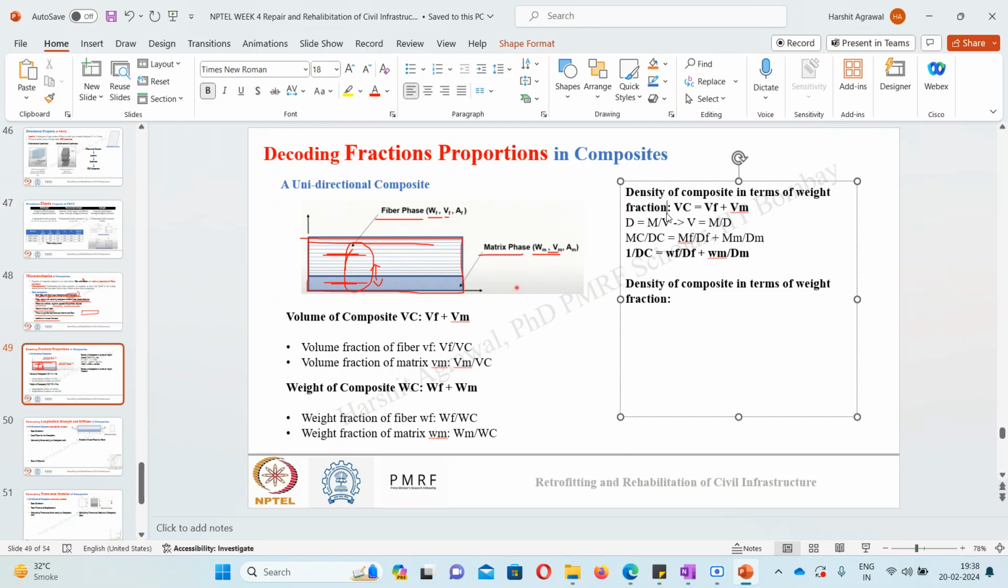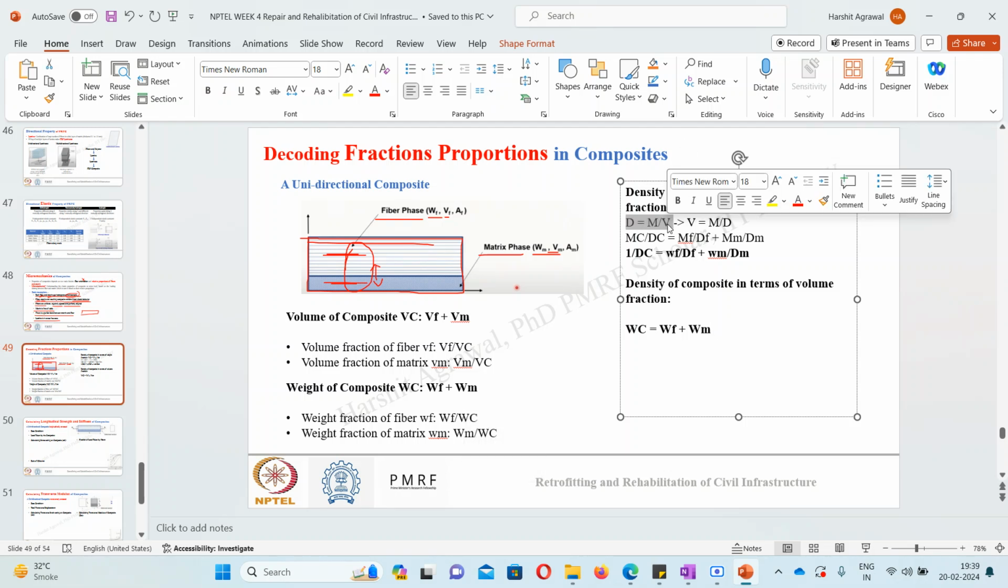So if I know the weight of fiber and the weight of matrix I have added, and the properties of fiber and matrix, I can easily calculate my density of composite in terms of weight fraction. Okay. Similarly, you can do it here also. So I know WC is equal to WF plus WM. Okay, I will again use this relationship.